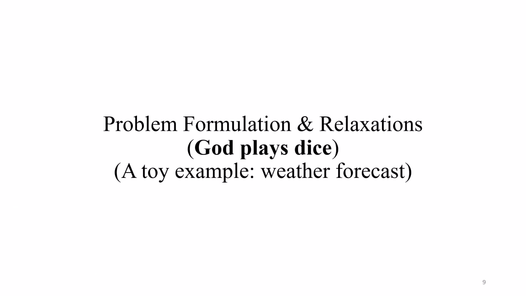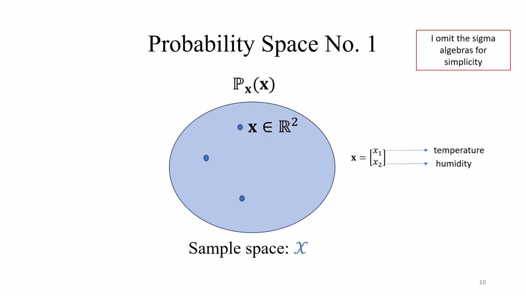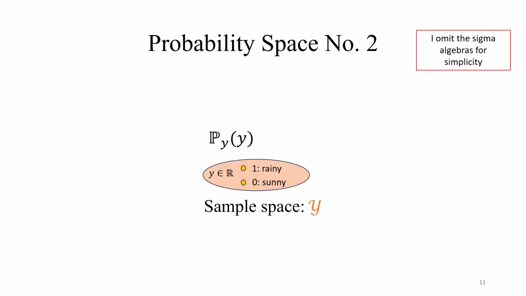So let's start off with a simple example to illustrate the entire setting. Say we want to do weather forecast based on temperature and humidity of the environment. Let's first discuss the first probability space. Suppose we have a sample space X, and each element in this set is a vector containing the temperature and the humidity of the weather. We denote the probability of each outcome as P_X of x. The second probability space has a sample space called Y, and it consists of two outcomes, rainy and sunny, with P_Y being the probability measure.